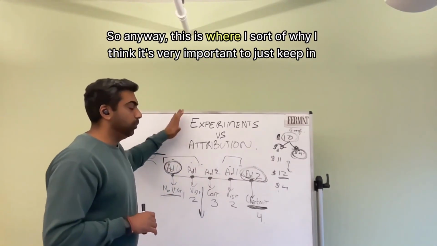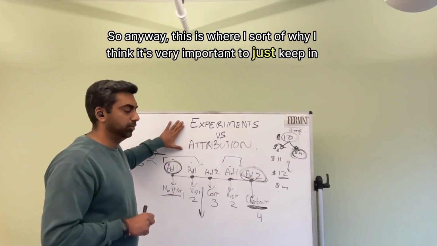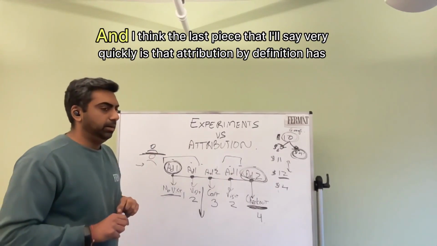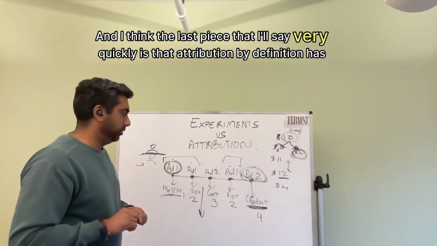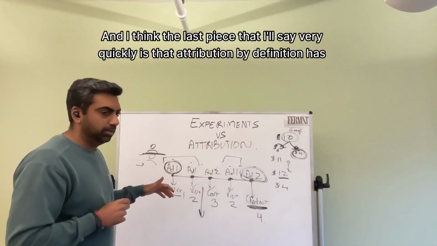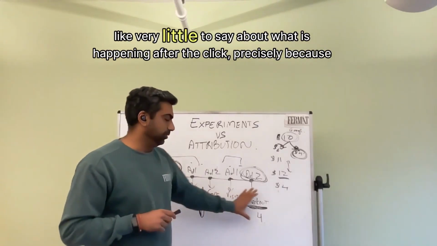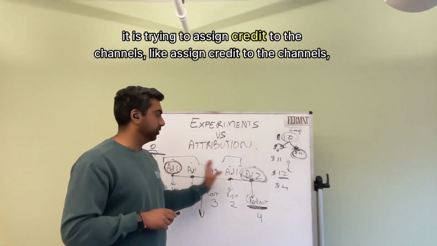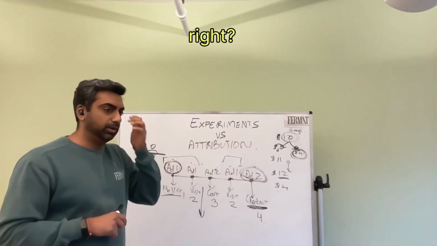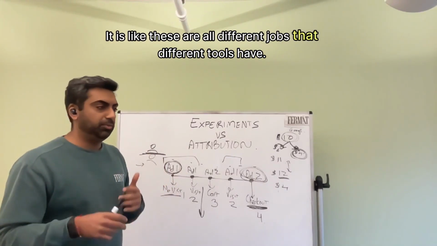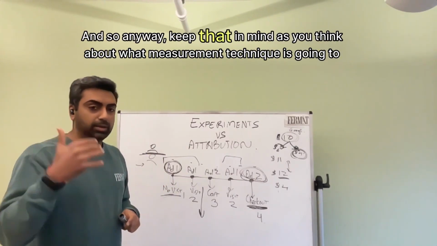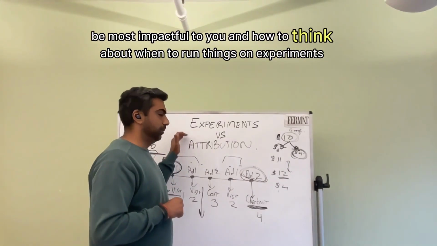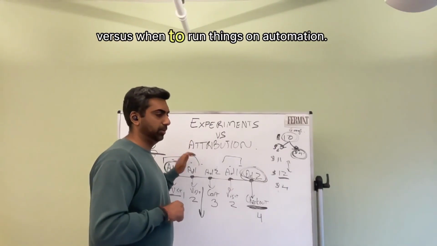So anyway, this is why I think it's very important to keep in mind what each of the tools is useful for. And the last piece that I'll say very quickly is that attribution, by definition, has very little to say about what is happening after the click, precisely because it is trying to assign credit to the channels, to the channel spend, right? These are all different jobs that different tools have. So keep that in mind as you think about what measurement technique is going to be most impactful to you, and how to think about when to run things on experiments versus when to run things on attribution.